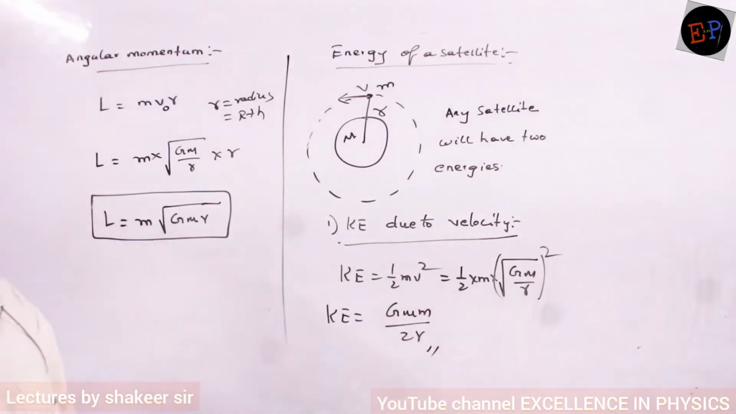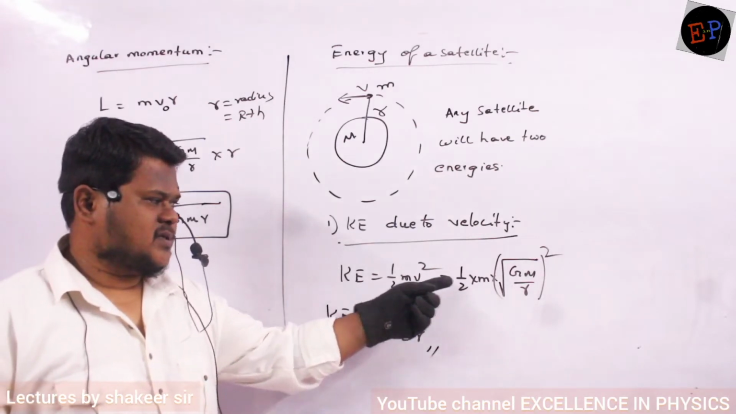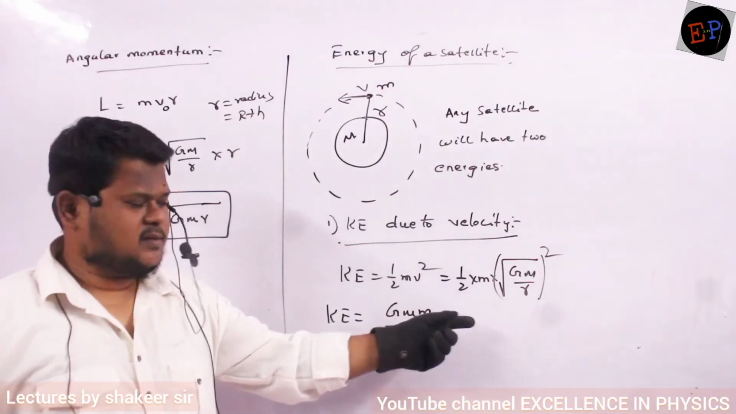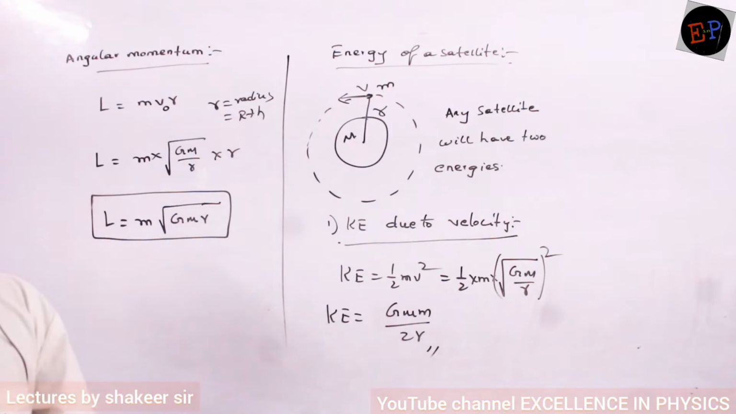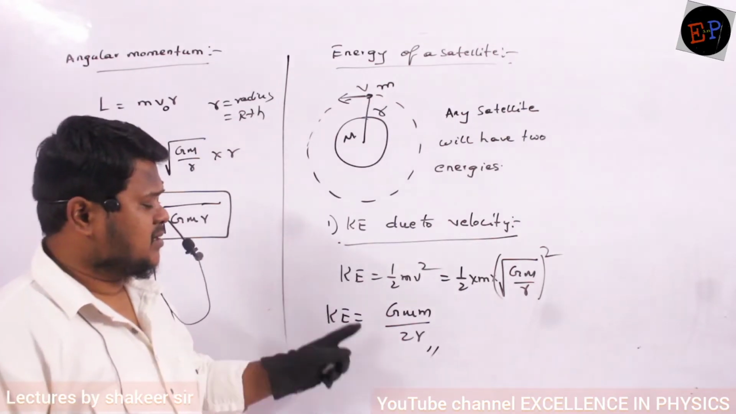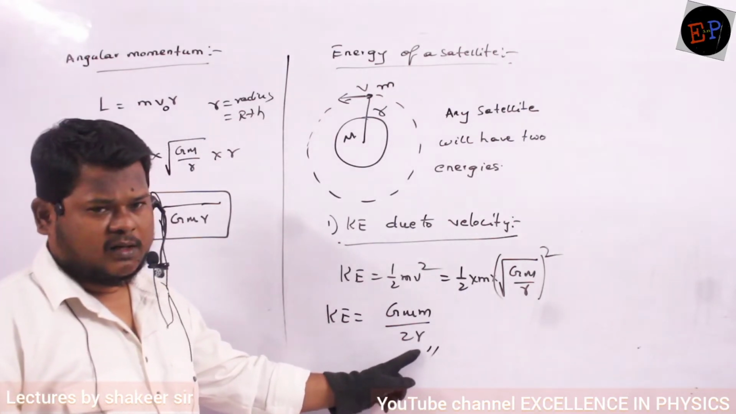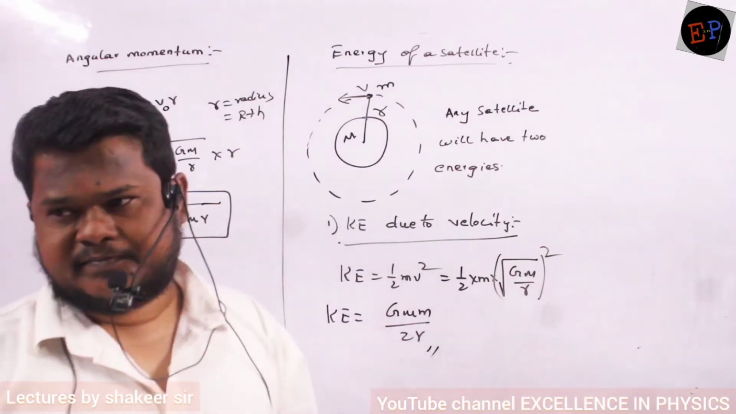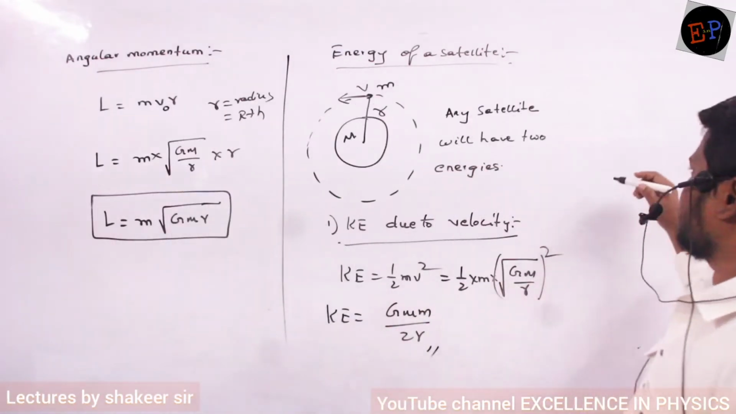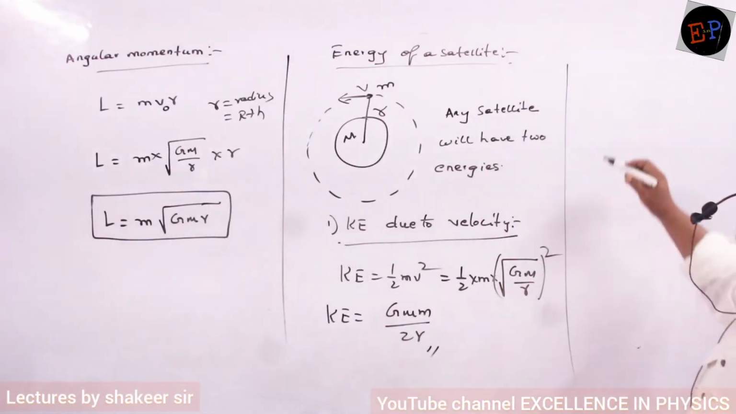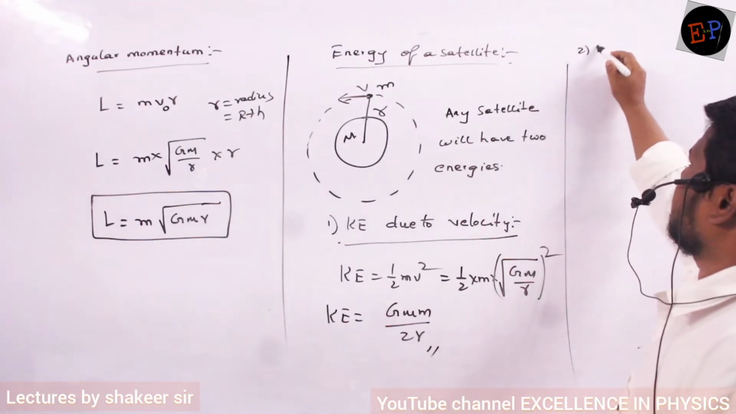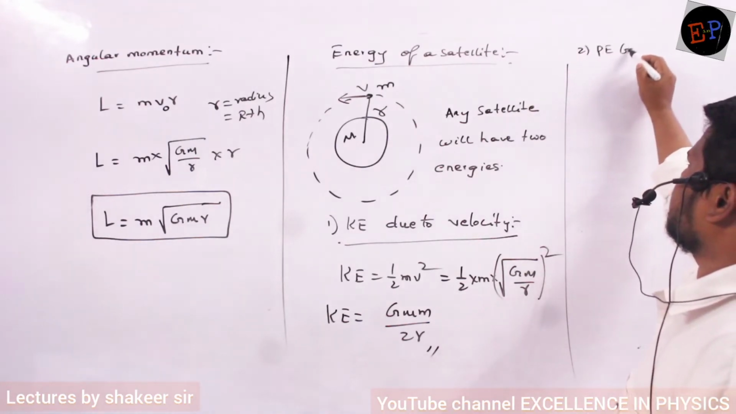Understood now how we are getting? So half m, instead of v, I am writing the equation of orbital velocity and I am getting the equation. That is the equation of kinetic energy when the satellite is rotating at a distance of r from the center of the earth. Now the satellite has one more energy, potential energy, because of position.